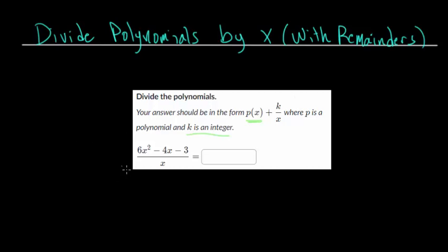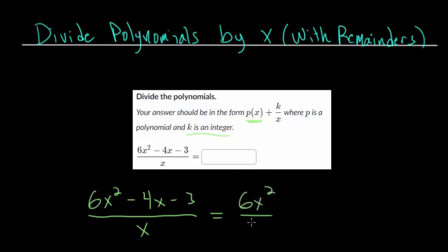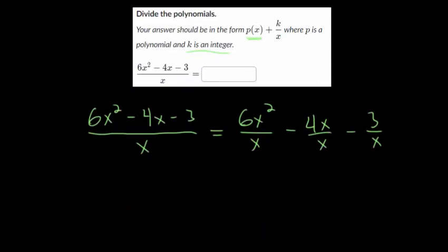So let's rewrite this. We have 6x squared minus 4x minus 3, a second degree polynomial in our numerator. And we're dividing by this first degree polynomial in the denominator. Now remember that x is going to divide into all three of these terms. So we can rewrite this as 6x squared divided by x, and then minus 4x divided by x, and minus 3 divided by x. And when we do this, we can now simplify.